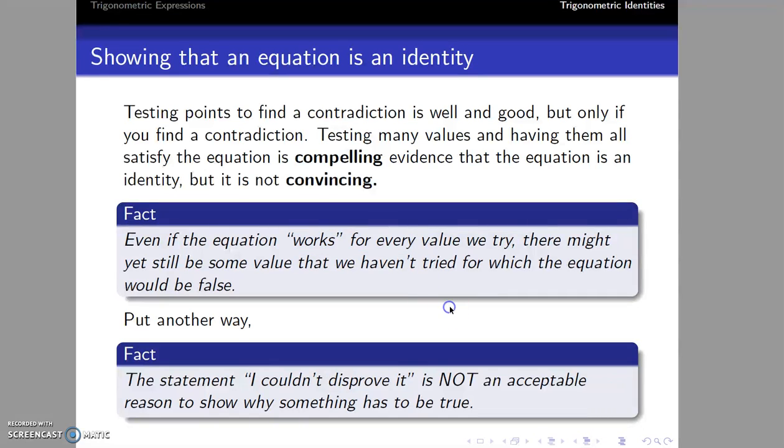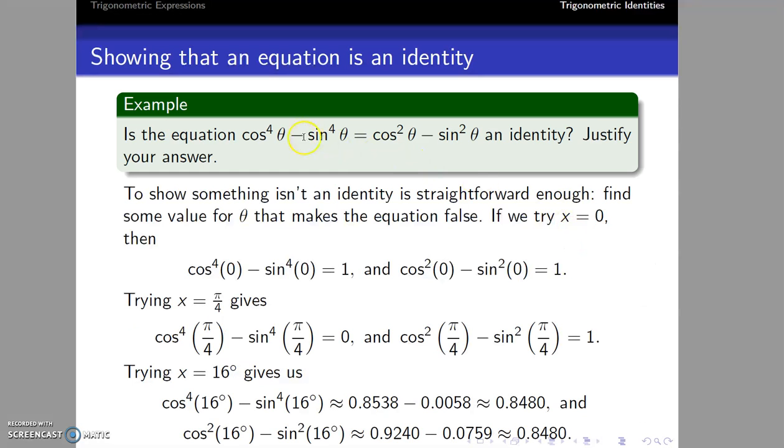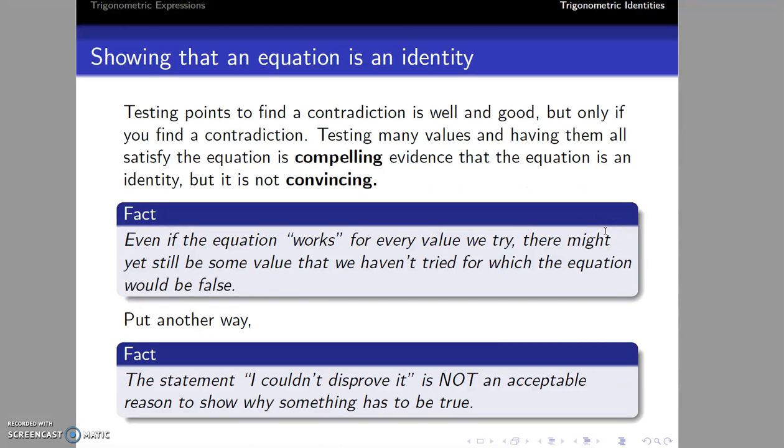Right? Just because it works for every value we try, there might still be something beyond the horizon that we haven't tried yet that actually shows the equation's false. Or perhaps more anecdotally, put another way, I tried and tried and tried and I couldn't disprove it is not convincing evidence to show why something has to be true. Just because you didn't find the exception doesn't mean it doesn't exist. So we have to work more generally. So to show that this equation is identically true, we can't just test points. We have to do something else.